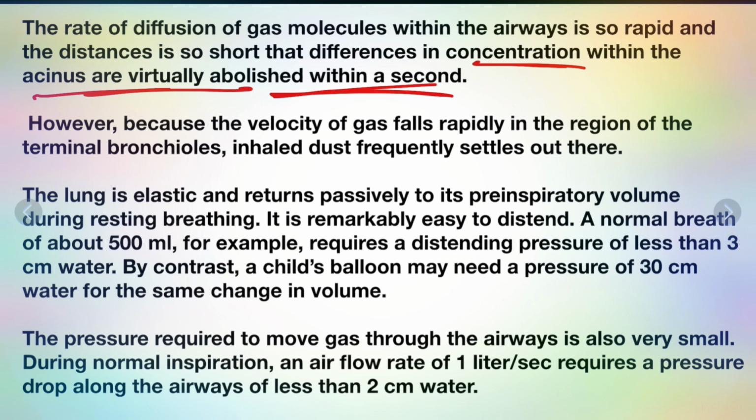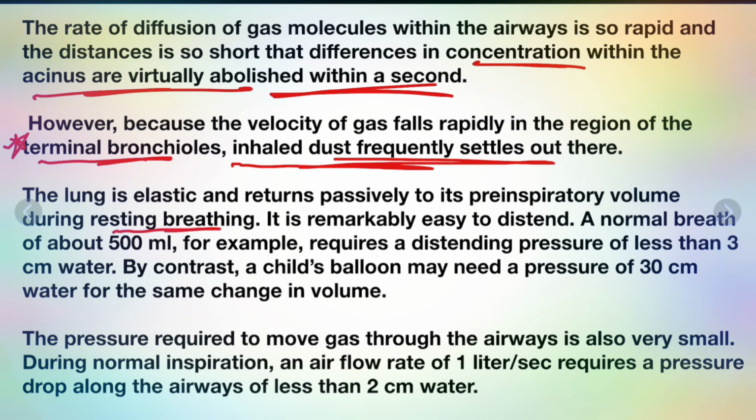However, because the velocity of gas falls rapidly in the region of the terminal bronchiole, as we have already discussed, inhaled dust particles frequently settle here. So inhaled dust particles usually settle in the terminal bronchioles. Very, very important concept. The lung is elastic and returns passively to its pre-inspiratory volume during resting breathing.